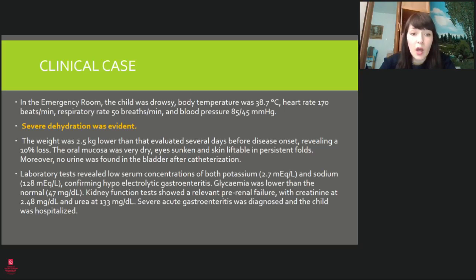Laboratory tests revealed low serum concentrations of both potassium and sodium, confirming hypoelectrolytic gastroenteritis. Glycemia was lower than normal. Kidney function tests showed a relevant pre-renal failure, with creatinine at 2.48 milligrams per deciliter and urea at 133 milligrams per deciliter. Severe acute gastroenteritis was diagnosed and the child was hospitalized.